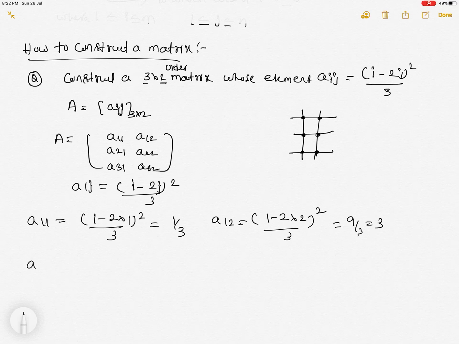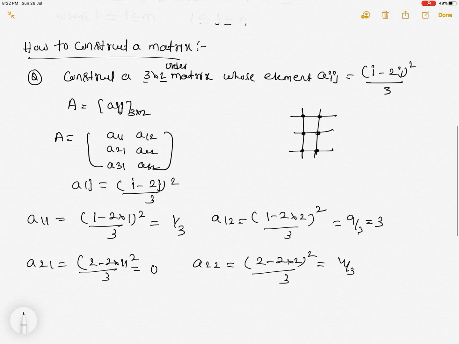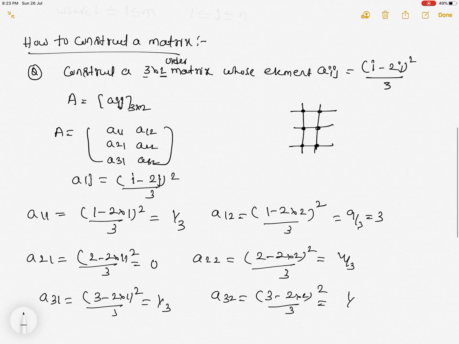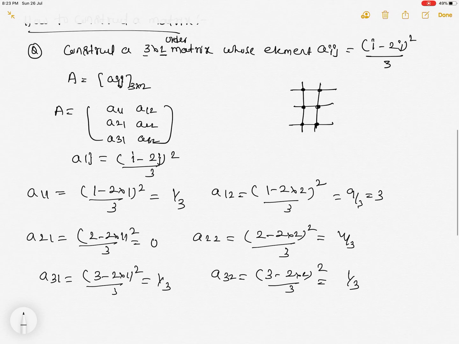Now a21 means (2 minus 2 into 1) whole square divided by 3, so you will get 0. Next, a22 means (2 minus 2 into 2) whole square divided by 3, so you will get 4 by 3. Next we have the element a31, which is (3 minus 2 into 1) whole square divided by 3, you will get 1 by 3. Next, a32 is (3 minus 2 into 2) whole square divided by 3, this also gives 1 by 3.